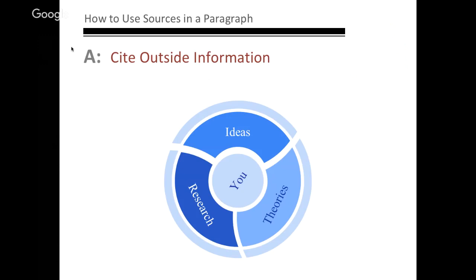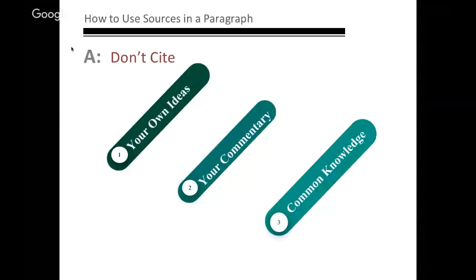You do not need to cite your own ideas on an issue that you have formed. Also, you do not need to cite commentary that you make directly after cited information. In addition, you do not need to cite common knowledge. We'll start with discussing your own words and commentary. Then we will tackle what constitutes common knowledge.